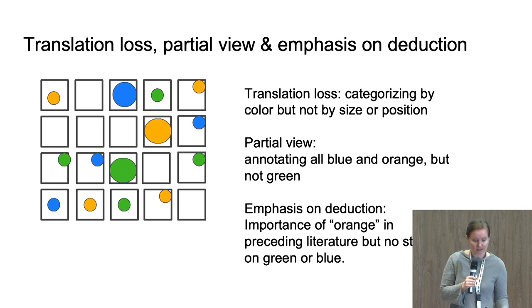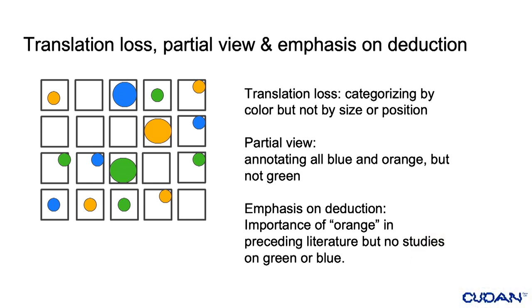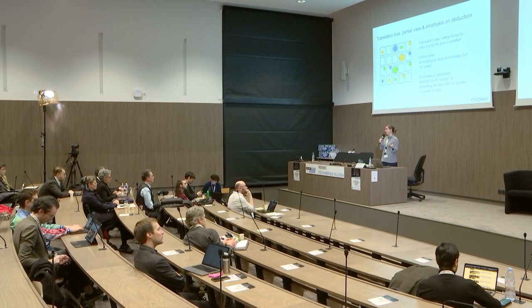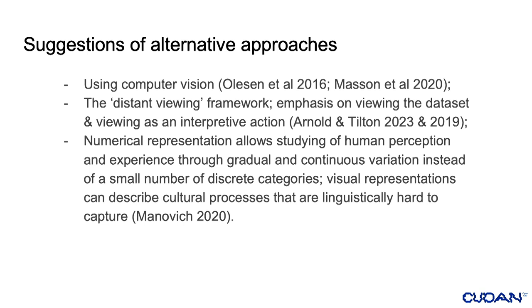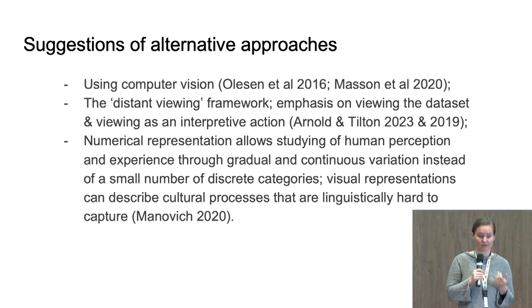This leads to my third problem, which is emphasis on deduction. For instance, if preceding literature says that orange is super important, and then I start to annotate all the oranges here, and there is no literature about green or blue, that might also be a very interesting and important finding that we have just forgotten something about the history. So I am trying to find ways to overcome these problems. And of course, as we all know, there are other suggestions and alternative approaches.